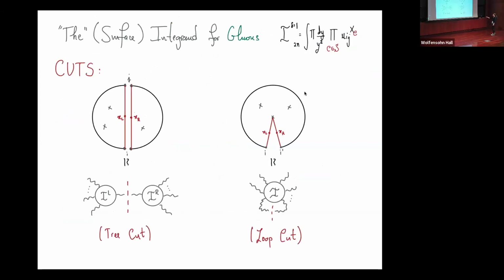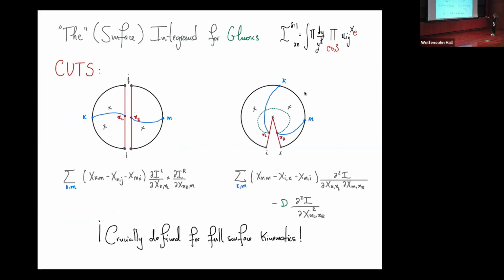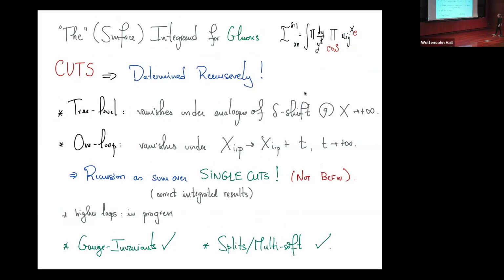So let me just make this point a bit more precise. For gluons, we have an object for which these tree-like cuts match as well as these loop ones. And we can very nicely read off what happens in the cuts directly from the surface picture, where these sort of gluing rules are crucially only defined when we keep all the surface kinematics, so all the curves on the surface, even those that don't have a standard meaning in momentum space.